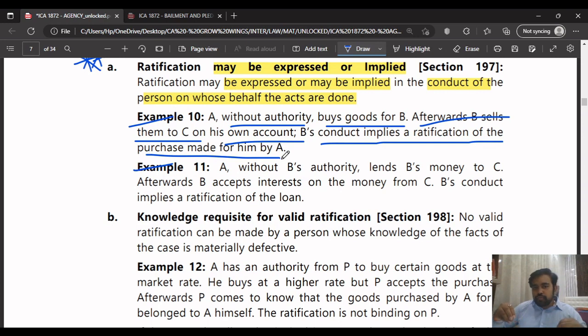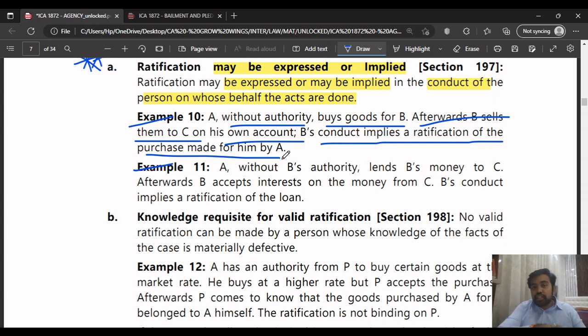Understood? I'm not reading the same thing again. I'm trying to make you understand what the example is saying. If you didn't understand, A is the agent. B is the principal. A buys goods on behalf of B. Then what the principal B did was sell the goods on his own account to C. So it means that he did not say anything like, why did you, agent, purchase goods without my authority, you did it beyond your authority. Instead, what he did was he implied.